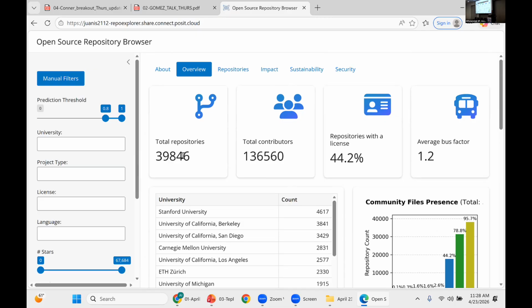So this is how the dashboard looks right now. And it basically has, on the left side, manual filters. There is this slider here for the prediction threshold. And what I wanted to do with this is basically, as I told you, I used affiliation prediction using LLMs to figure out whether these projects belong or not.